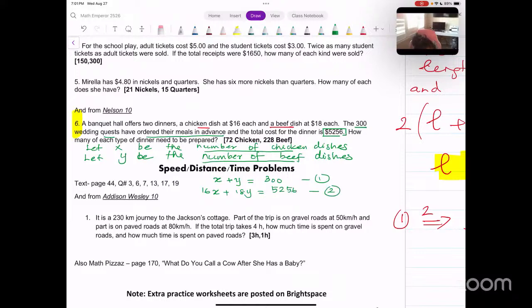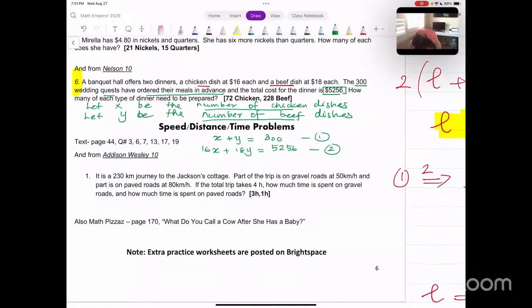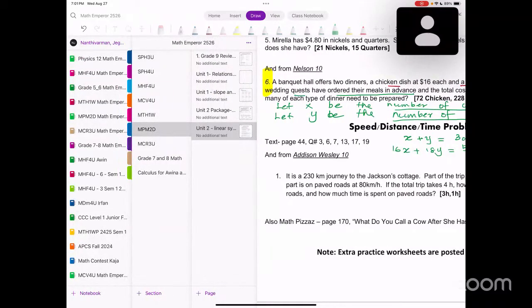Now you have a choice of what you want to do. You can do elimination, you can do substitution. I'm not really worried about it. You can get the answer done. So, Varsha, are you following that question? Vishali, Varsha? Yeah.